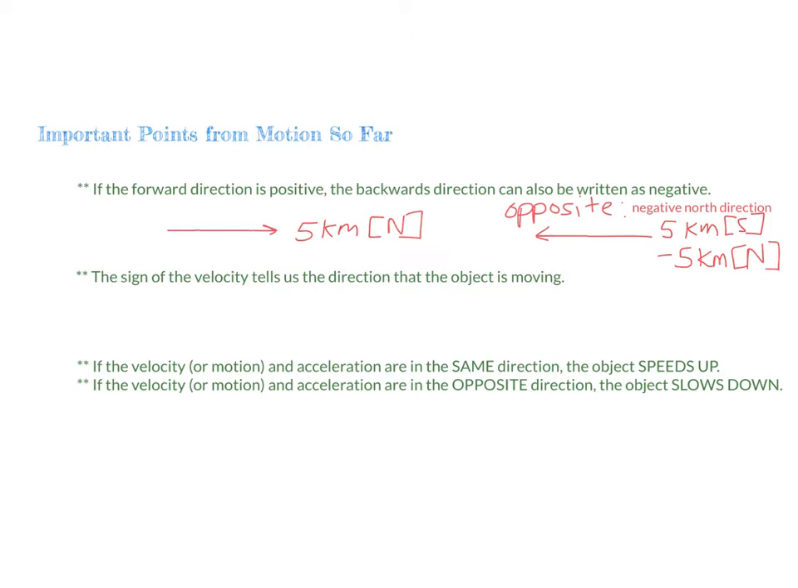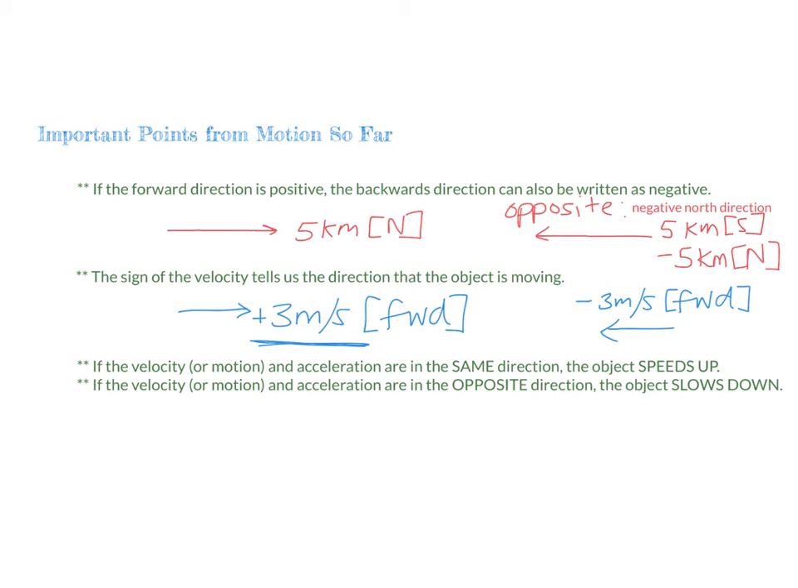The other important point is that the sign of the velocity tells us which direction an object is moving. So let's just say I have an object moving at 3 meters per second, and we'll use forward here. So this would be positive because it's going forwards. If I had negative 3 meters per second forward, that means that it's going backwards. So negative forwards is also backwards, and it would be going in the opposite direction. So the sign of the velocity also tells us which way the object is moving.